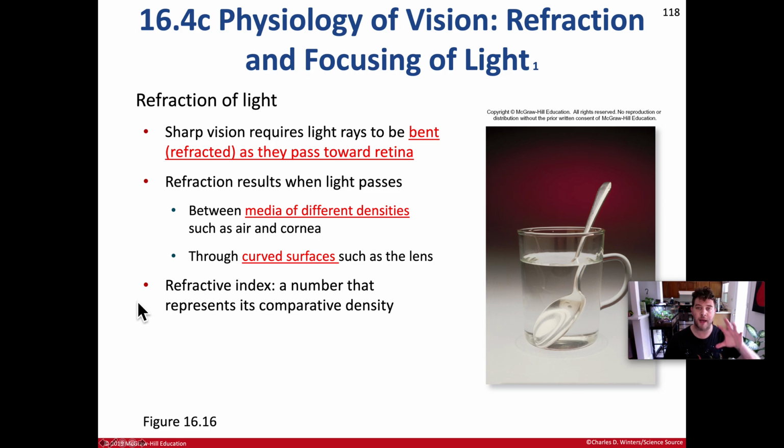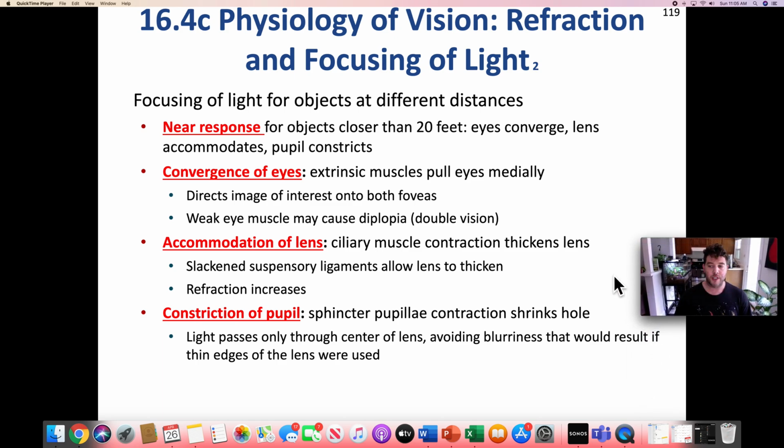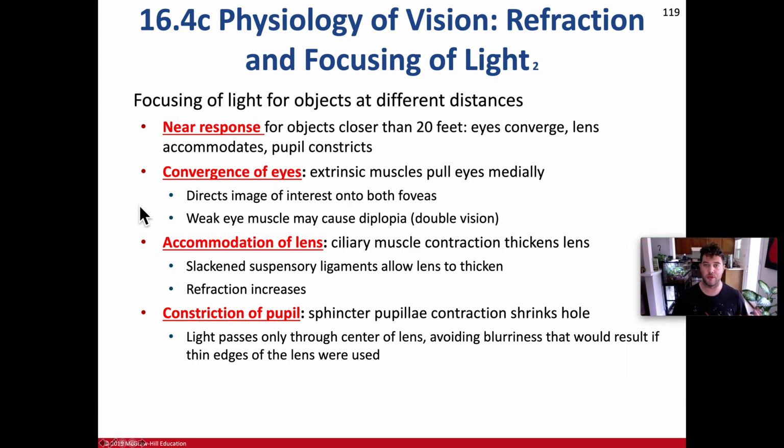And every object has a refractive index that's going to show how much, it's a comparison of density to show how much light or an object will be refracted or bent, such as a spoon, when light passes through it. Okay, so to see light properly, we have to be able to bend that light. Okay, so focusing has four different methods that are used for focusing.